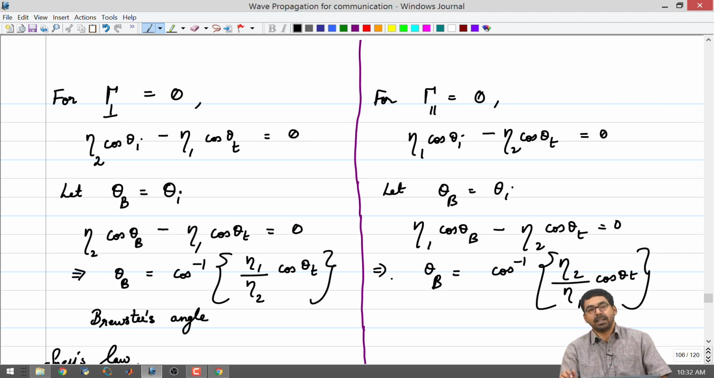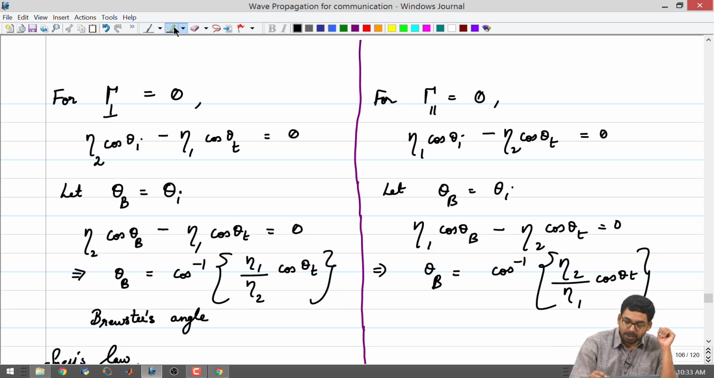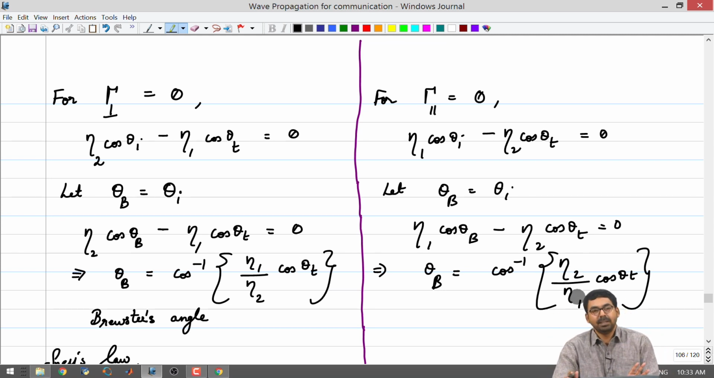This is the simplest expression that you can use to get theta b for both the polarizations. One of the things that we notice here is that because the numerators for the reflection coefficients were different for both the polarizations, the angle at which the reflection coefficient goes to 0 is also slightly different. In the left hand side case, you had cos inverse of eta 1 by eta 2 cos theta t. In the other case, you have a different ratio. So, the angles at which the reflection coefficient becomes 0 for different polarizations is different, all right.